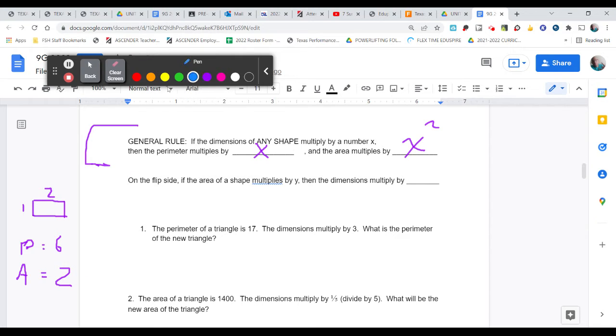So now let's say the dimensions multiply by 3. We haven't talked about that yet. So now instead of 1 by 2, we have 3 by 6, right? So the dimensions multiplied by 3. What that tells us is that the perimeter is also going to multiply by 3. So the dimensions multiply by x, the perimeter multiplies by x. Our original perimeter is 6. What's the new perimeter going to be? 18.